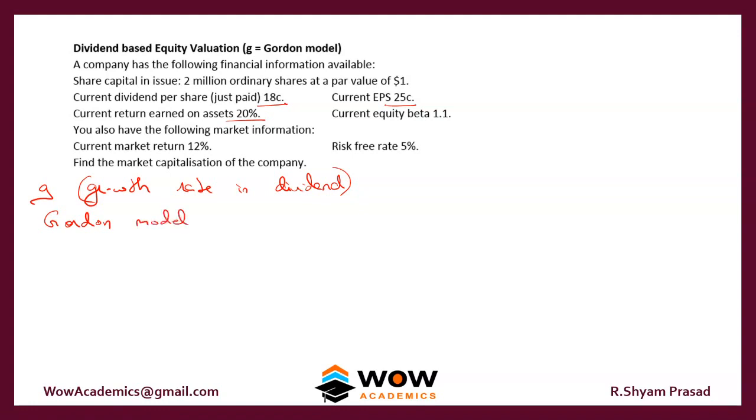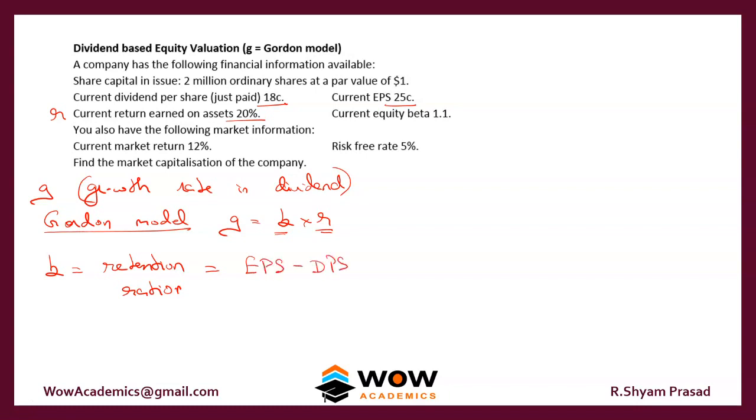So the Gordon formula says that G equals B into R. R is the rate of return on an asset. So we have the R, but we need to have the B. So retention ratio. What is retention ratio? Retention ratio is how much money has been retained. So it is EPS minus DPS divided by EPS into 100. So we'll substitute these numbers and we'll get the B.